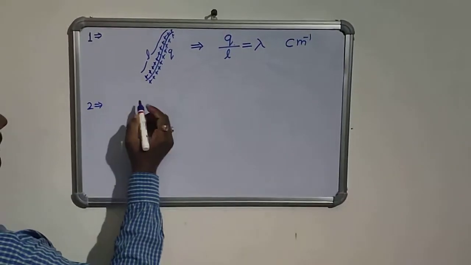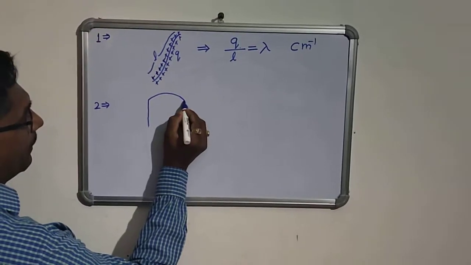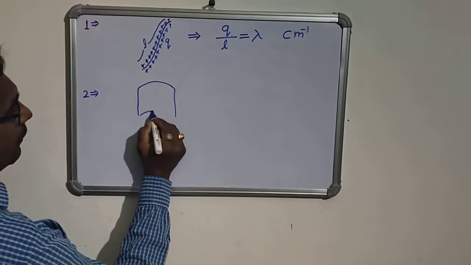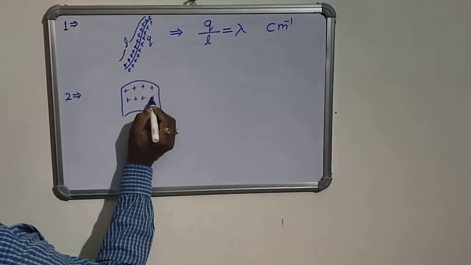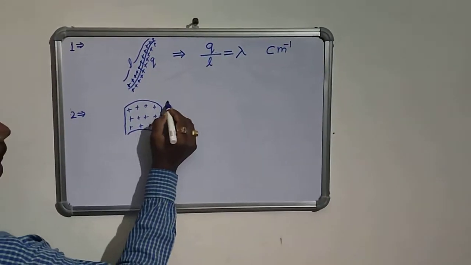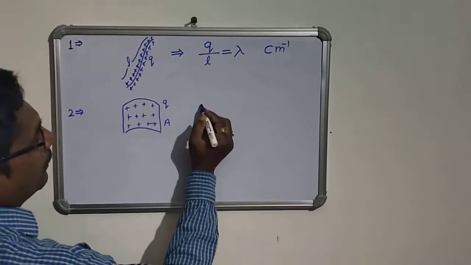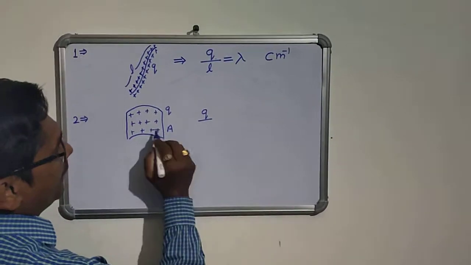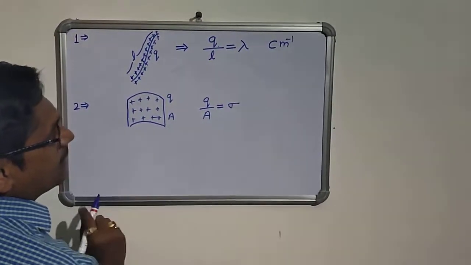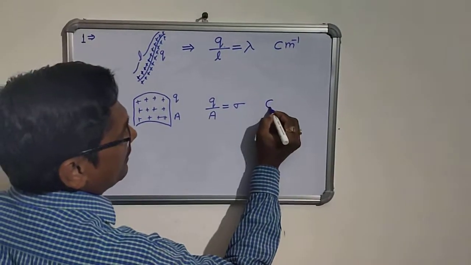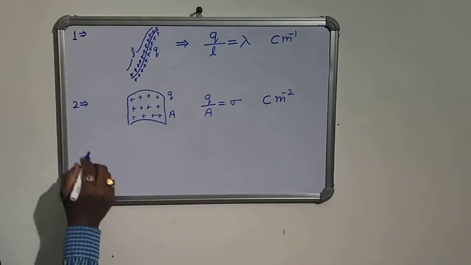surface charge distribution can be represented by, suppose this is a sheet of paper and the charge on the sheet is Q and the area of the sheet is A. So the total charge on the sheet is Q and the area of the sheet is A. This is called surface charge density, and the unit of surface charge density is coulomb per meter square, C m^-2.